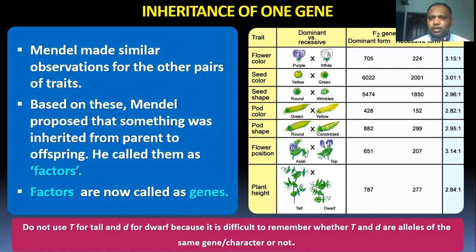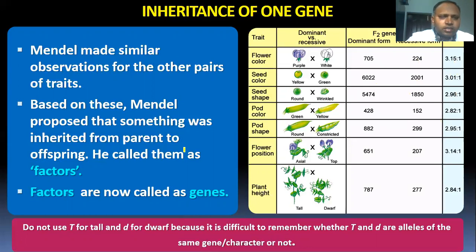Previously, we discussed only the plant height and seed color, and he analyzed all the results in the F2 generation, whatever he got. You see, here in flower color he got 505 dominant form and 224 recessive form, about 3:1. And here green color, like that. For all, he calculated and found the genotypic and phenotypic ratios.